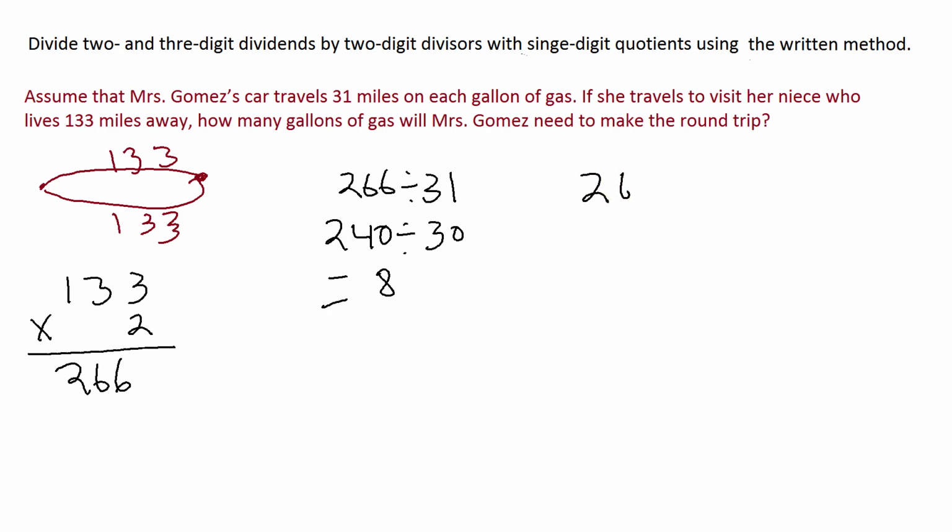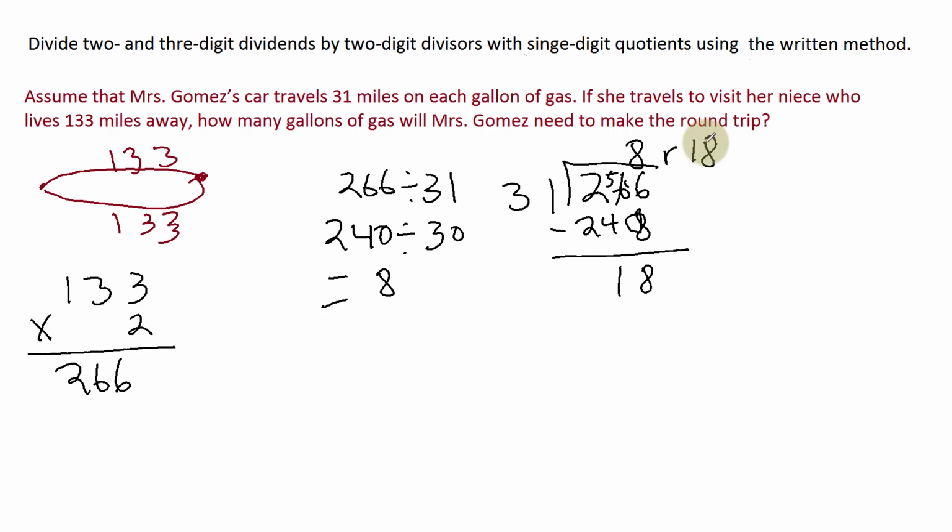Let's go ahead and set up the problem. 266 divided by 31. We chose 8 as our estimated quotient, so we'll start there. 8 times 1 is 8. And 8 times 3 is 24. Subtract that. 16 minus 8 is 8, and 5 minus 4 is 1, leaving us with 18, which is less than 31, so we have 8 remainder 18.